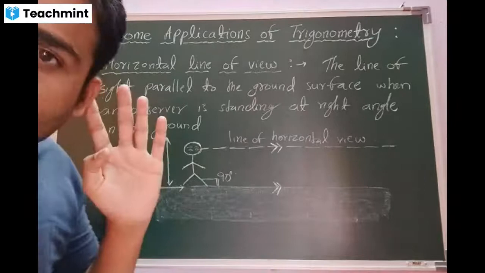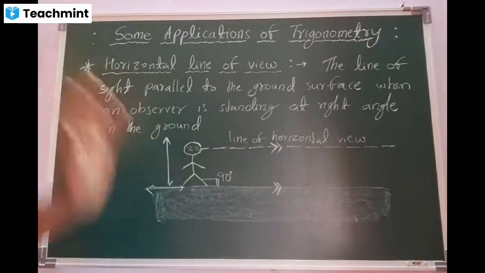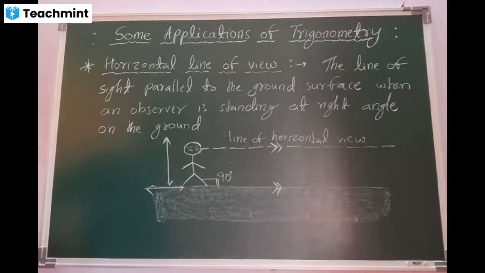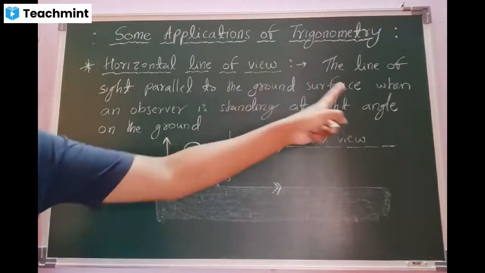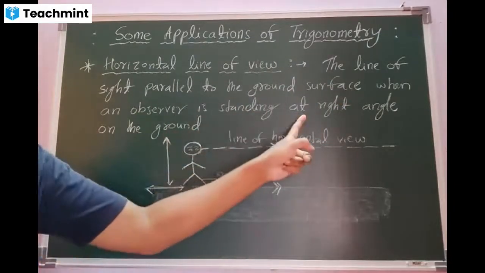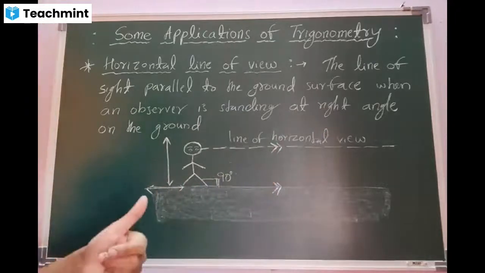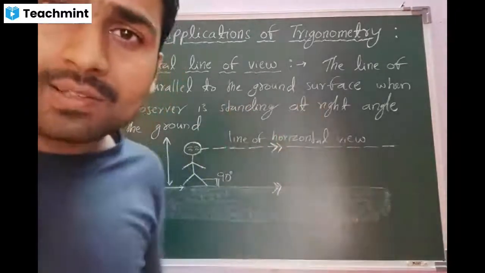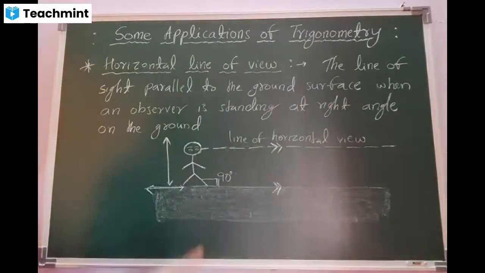Yes, sir. Nikita, repeat the sentence, quick. The line of sight parallel to the ground surface where the observer is standing on the ground is referred to as horizontal line of view. Okay, beta. Shishir, repeat the sentence. Yes, sir. The line of sight parallel to the ground surface when an observer is standing at right angle on the ground is known as horizontal line of view.